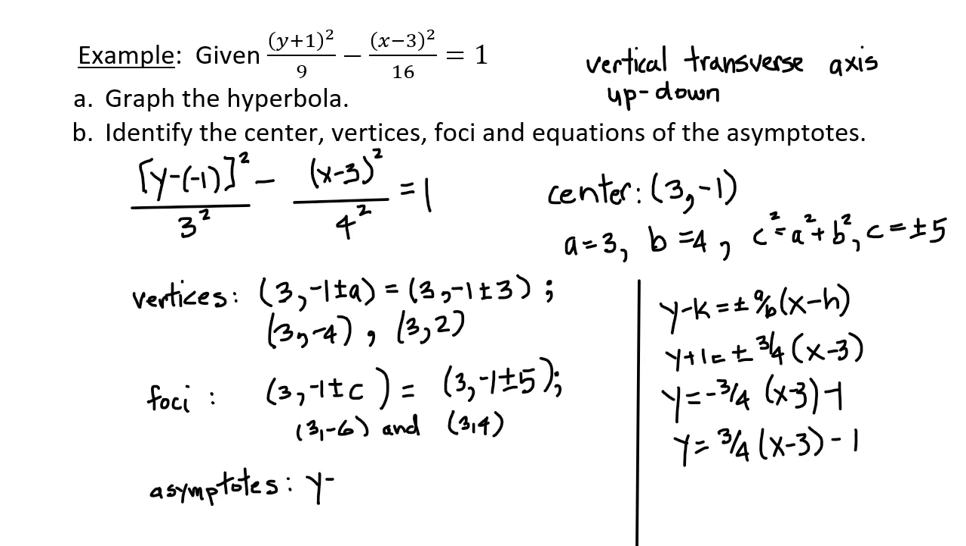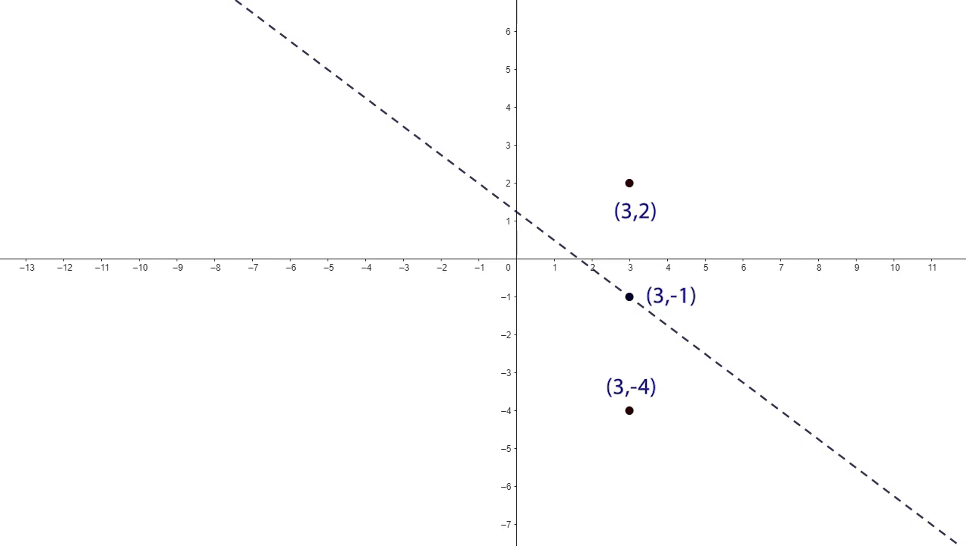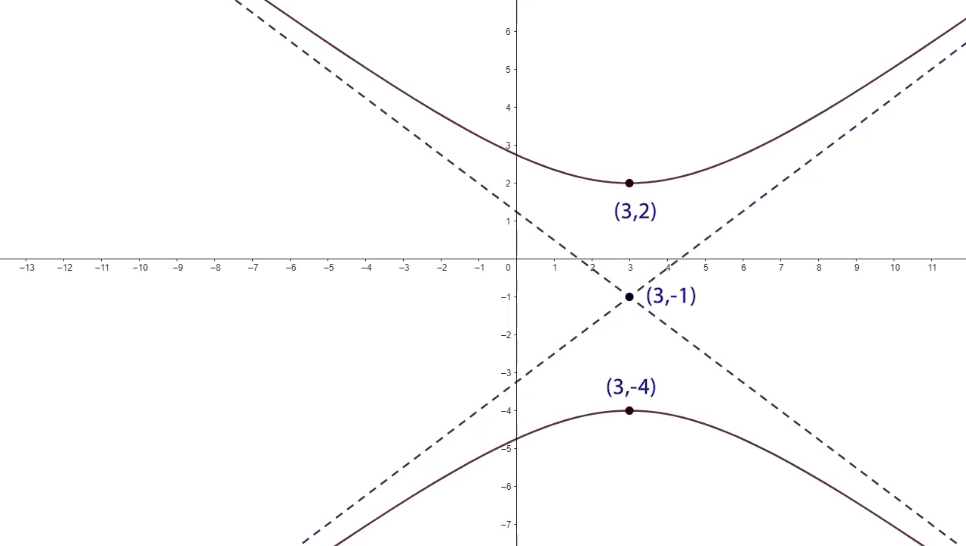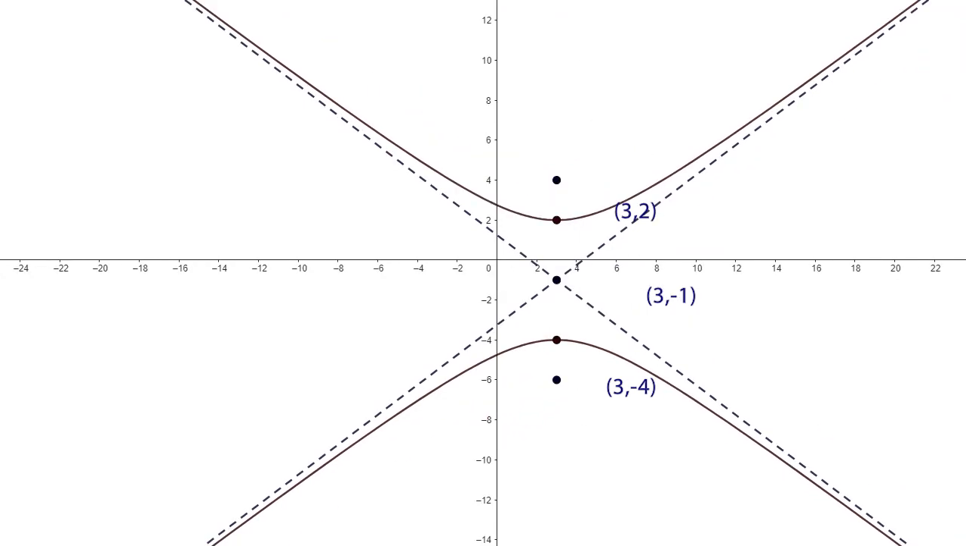So my two asymptotes will end up being y equals negative 3/4 x plus 5/4, and y equals positive 3/4 x minus 13/4. The center is the point 3, negative 1. The vertices are 3, -4, and 3, 2, and the asymptotes are y equals -3/4 x plus 5/4 and y equals 3/4 x minus 13/4. So here is my hyperbola, and here are the two foci. And you can tell if I zoom out that the hyperbola gets vanishingly close to the asymptotes.